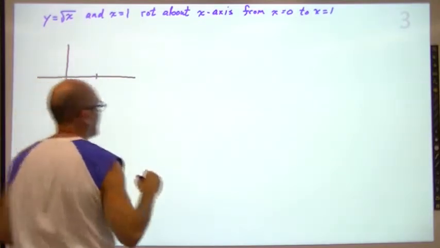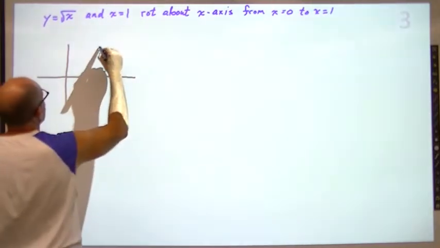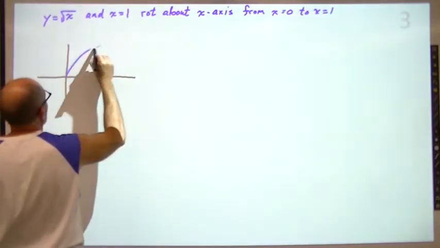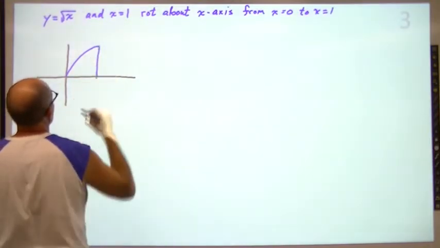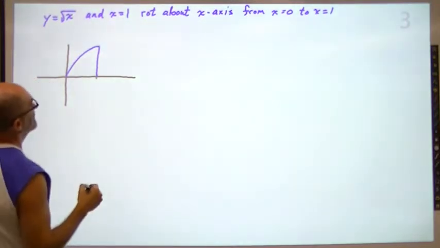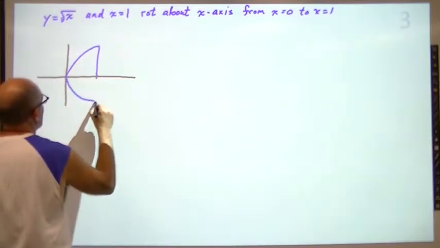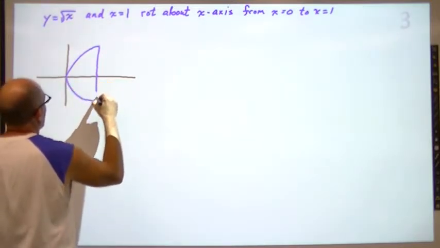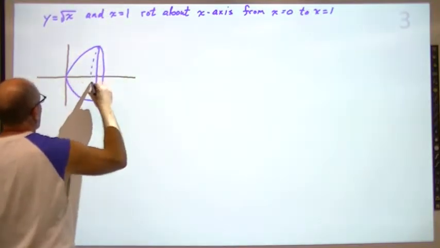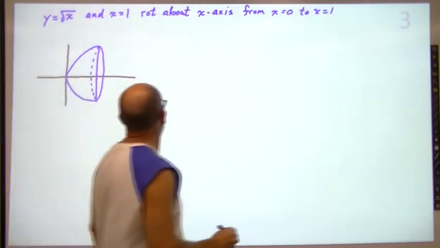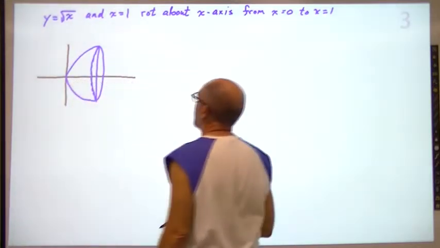And we've got y equals the square root of x. So that's going to go to here. And x equals 1 is going to go to here. And we want to rotate that about the x-axis. So that's going to give us a rotation like this. Actually, I didn't need to dot that line. Okay, there's our rotation.